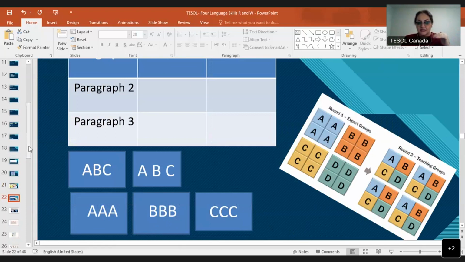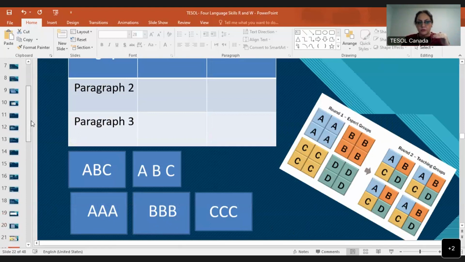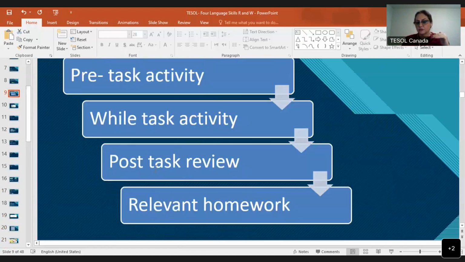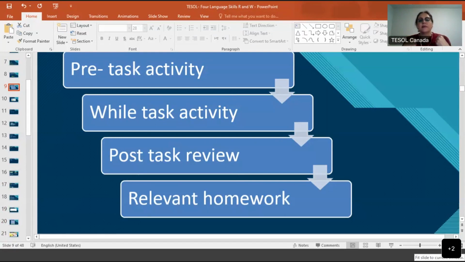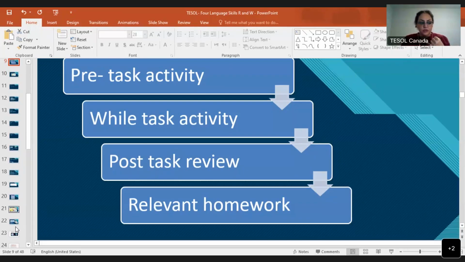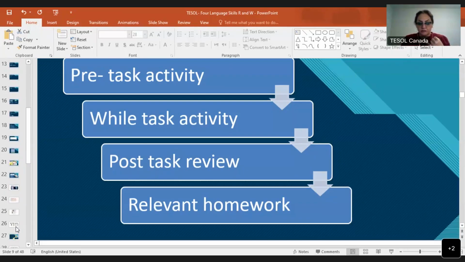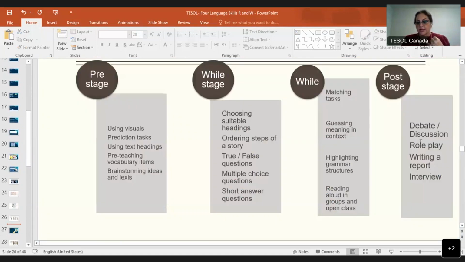What's next? We get to post. It's the time that the teacher gets the feedback. Okay, for post, you get the feedback. You can ask them to give you a summary. Yes, it is possible. You can ask them to give you a summary.